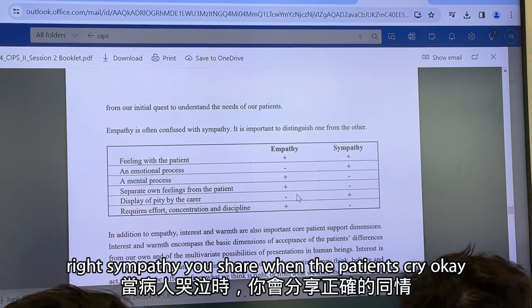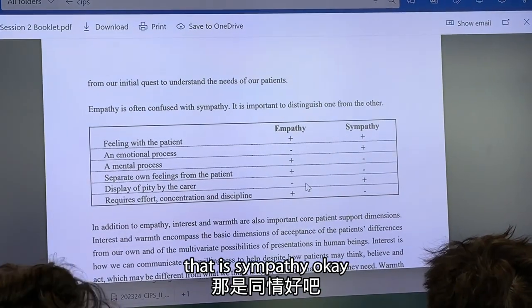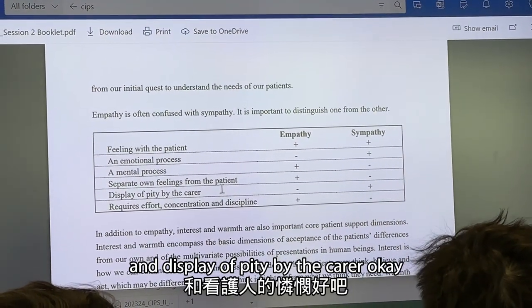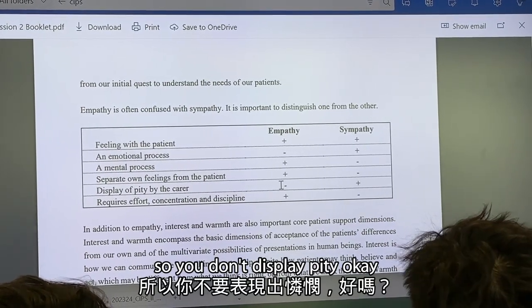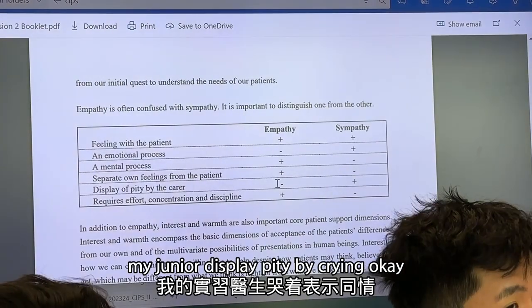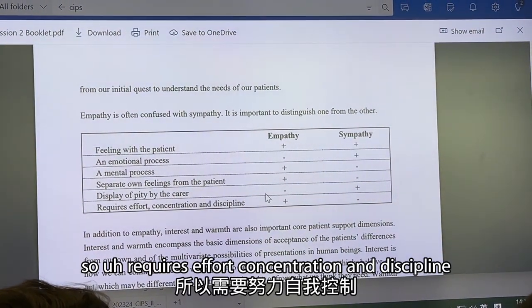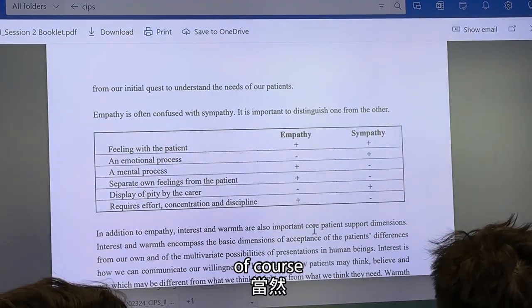Alright, sympathy you share when the patients cry, okay? You also cry, okay? That is sympathy, okay? And display of pity by the teller, okay? So you don't display pity, okay? My junior display pity by crying, okay? Alright? So, requires effort, concentration, and discipline, of course.